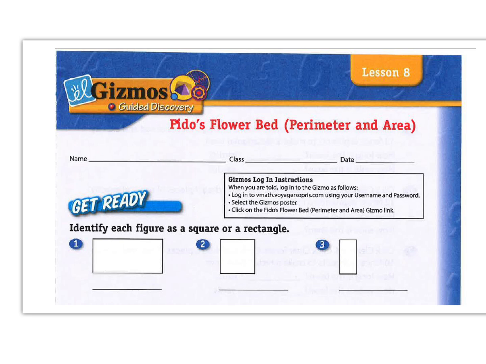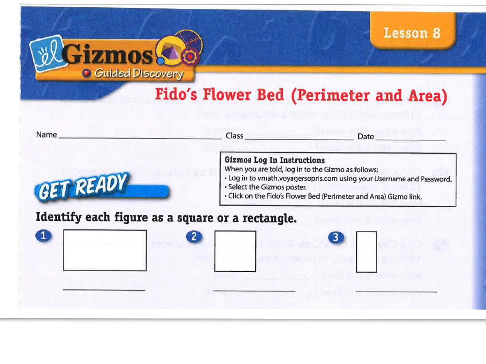This is a gizmos lesson, so in a minute you will click on the gizmos and then you will go to Fido's flower bed for perimeter and area. So remember, gizmos is on your VMath Live page at the top.